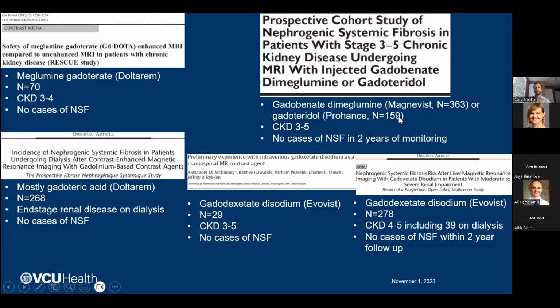Here we are with ProHance, the one that we use, 159 patients, CKD stages 3 up to 5. So all of these studies, with patient numbers in the 100s, there were no cases of NSF. And so there is some data to support using this with the newer agents, the group 2 agents, in advanced kidney dysfunction, and even in this case, end-stage renal disease on dialysis.